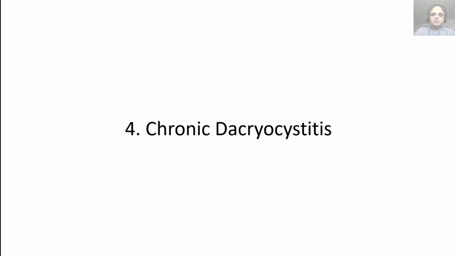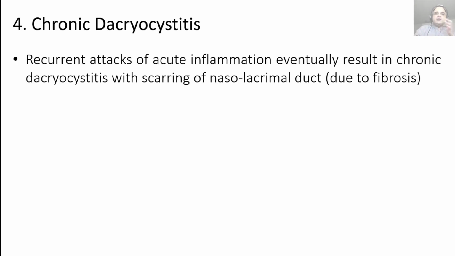The final of the four diseases or conditions that we were going to talk about in the acquired nasolacrimal system diseases is chronic dacryocystitis, the fourth one. Recurrent attacks of acute dacryocystitis eventually lead to chronic dacryocystitis, which is more of a fibrotic reaction, because chronic inflammation is mostly scarring and repair.